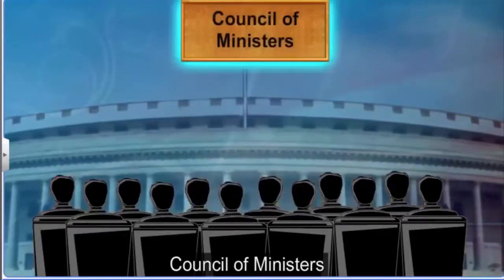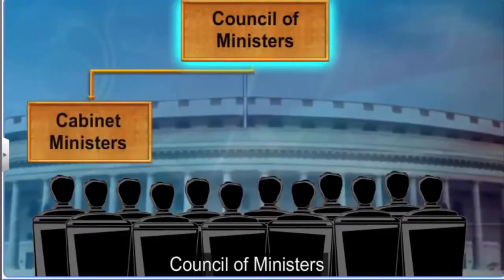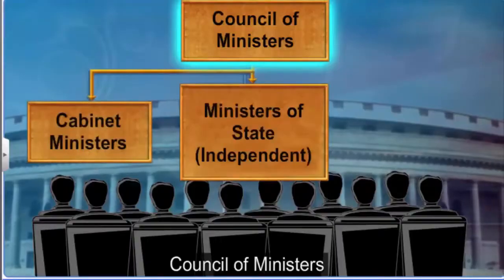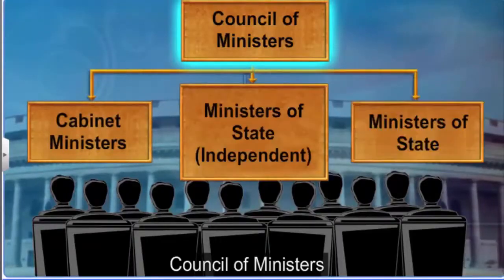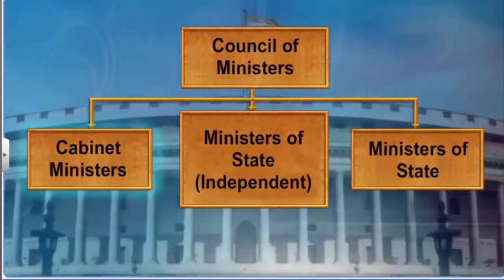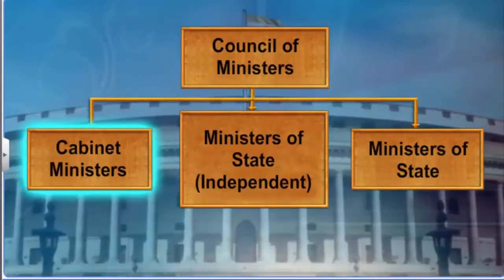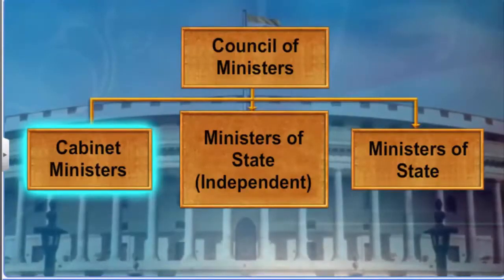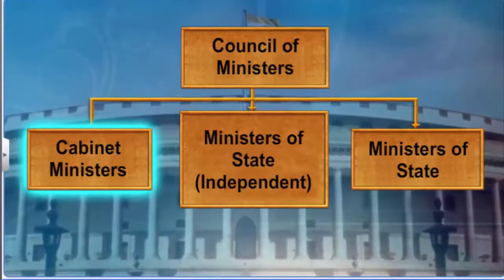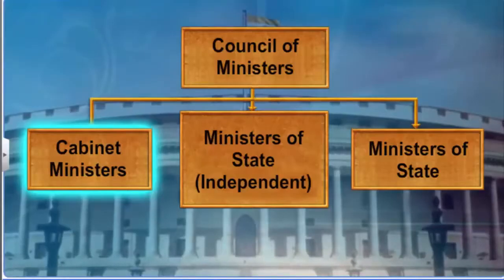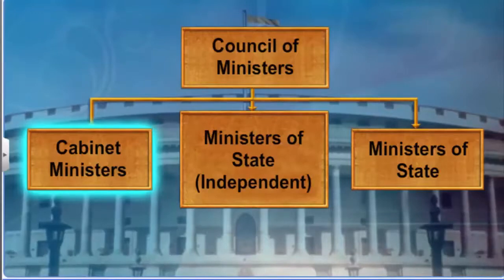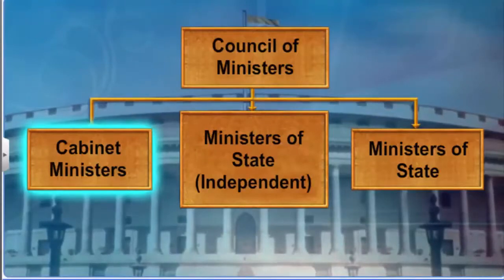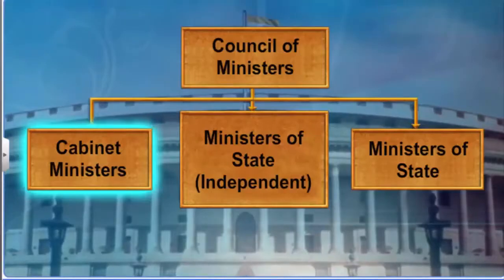The Council of Ministers includes cabinet ministers, ministers of state with independent charge, and ministers of state. A union cabinet minister is a senior minister from the ruling party in charge of a ministry. A cabinet minister may also hold additional charges of other ministries where no other cabinet minister is appointed. The cabinet is the internal ring of the Council of Ministers. It consists of around 20 members.